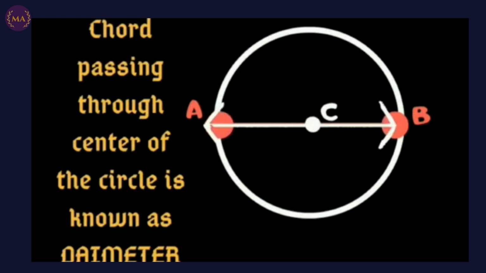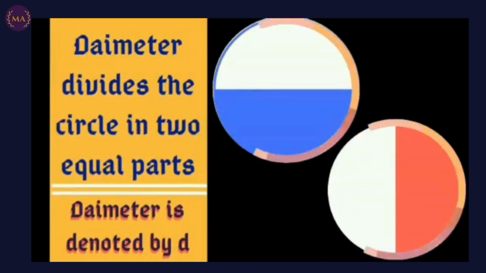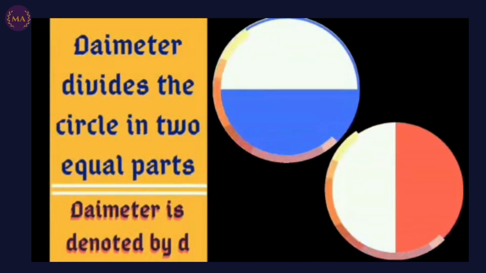Okay, and now, as we have seen, diameter is the longest chord on the circle. Here you can see DP and AB. Both are chords, but why is diameter special? Because it is passing through the center of the circle, and you can see in the figure that it is dividing the circle into two equal parts. Diameter divides the circle into equal parts, and it is the longest chord on the circle.